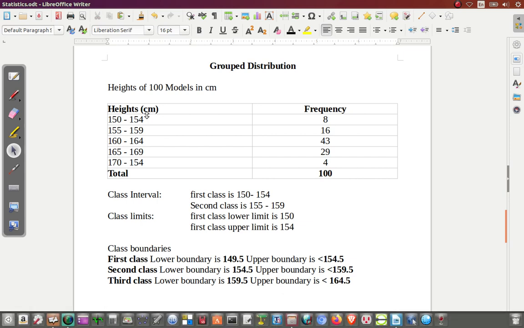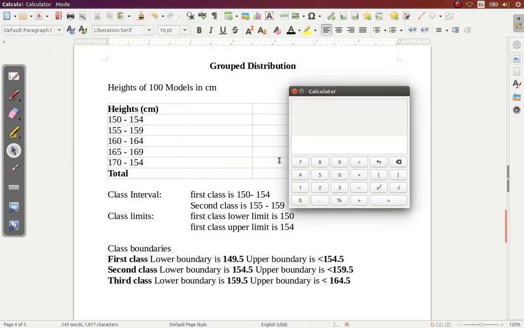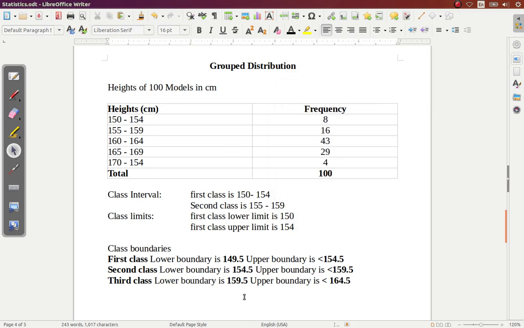Also notice something. Suppose you take the upper limit of the first class, 154, add it to the lower limit of the second class, 155, and divide that by 2, and you get 154.5. Less than that is the upper boundary for the first class, and 154.5 is the lower boundary of the second class. So you could calculate it that way as well. But I want you to reason it out in terms of measurement and rounding off. Alright?